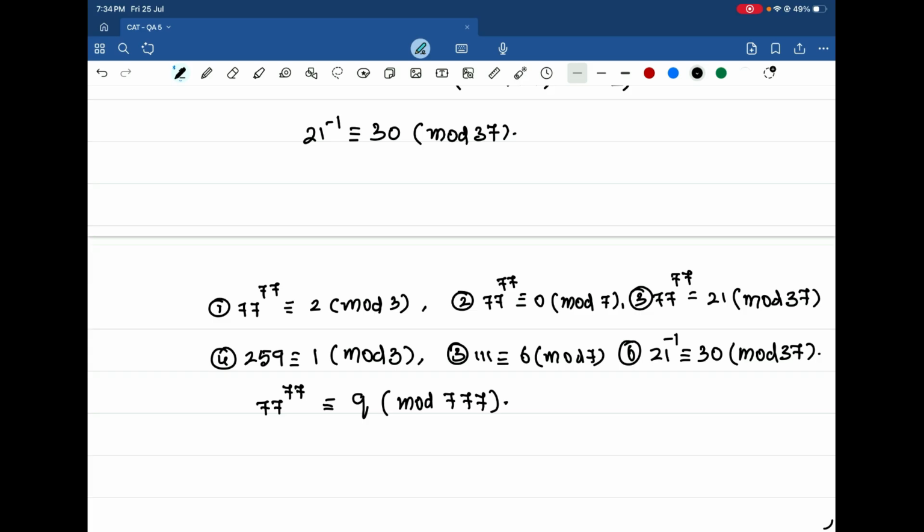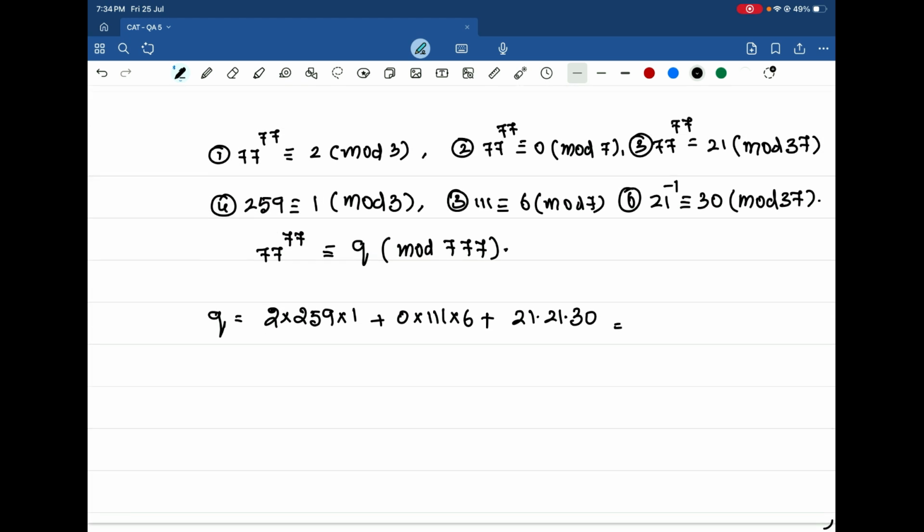Now we have to combine all these and we will write Q value as 2 into 259 into 1 plus 0 into 111 into 6 plus 21 into 21 into 30. That value is equal to 13,748.